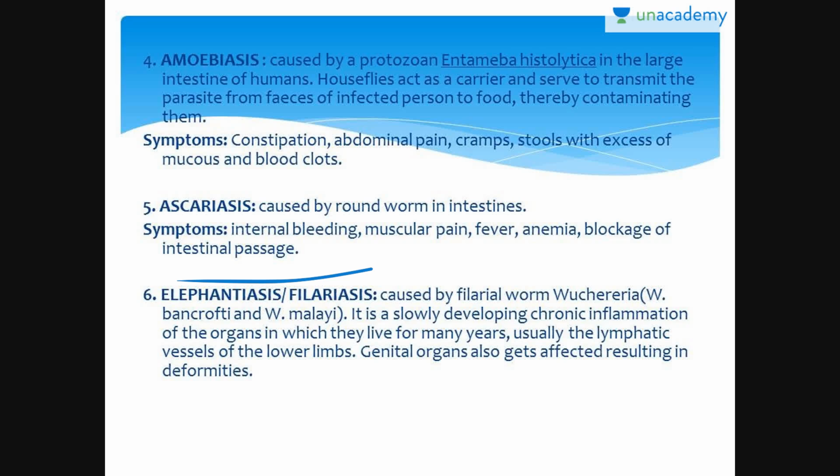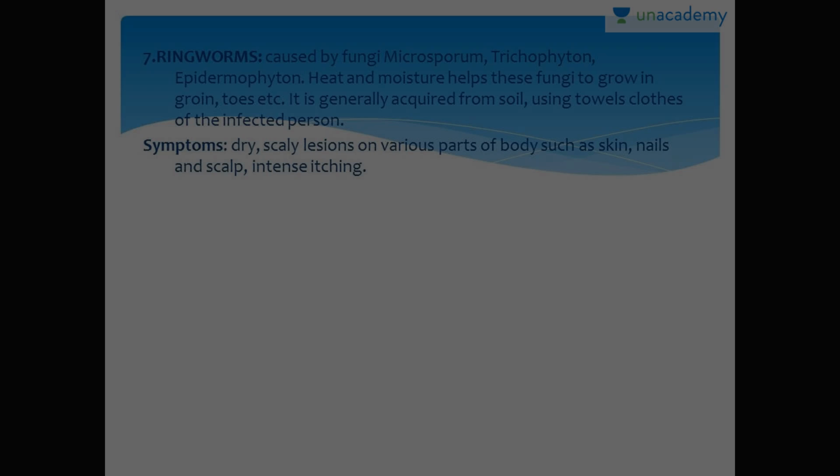The next disease, which is also called filariasis or elephantiasis, is caused by a filarial worm, a nematode parasite again, which is Wuchereria. It slowly develops chronic inflammation of organs in which they live for many years, usually the lymphatic vessels of lower limbs. Then genital organs are also affected, and the mode of transmission is biting of infected female Culex mosquito. The symptoms would include chronic inflammation of the organs, abnormal swelling of lower limbs, scrotum, and penis. Hence, the disease is named elephantiasis or filariasis.